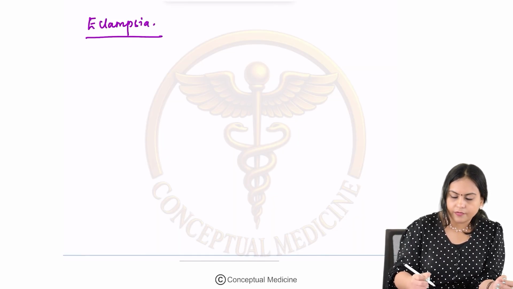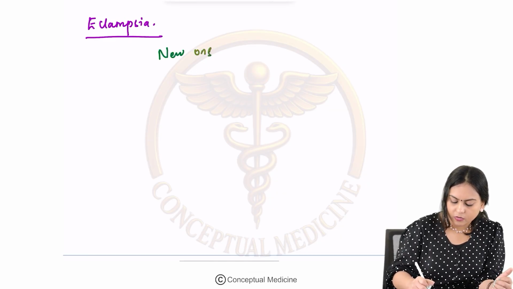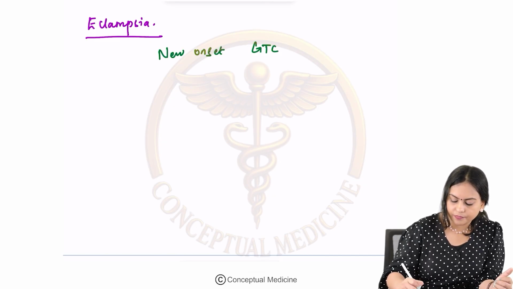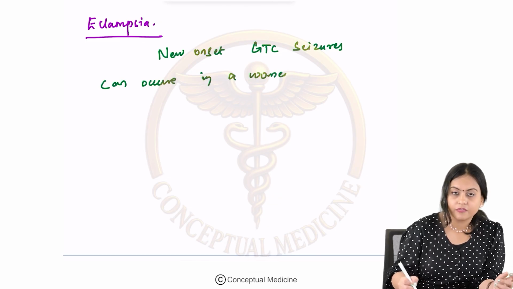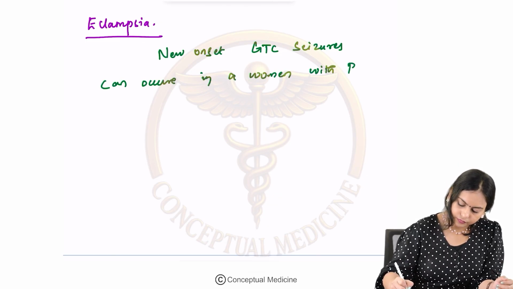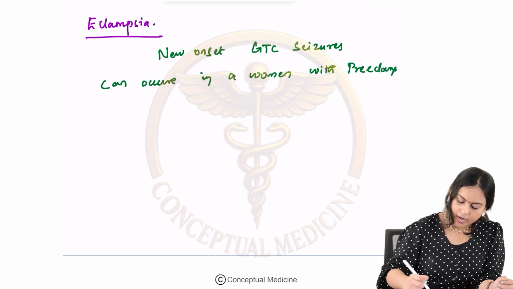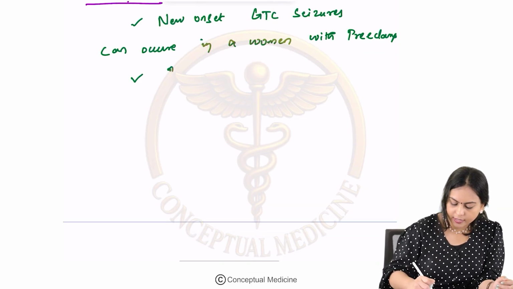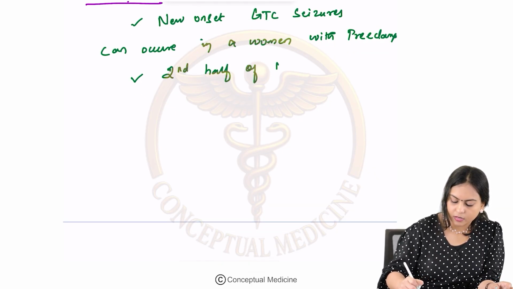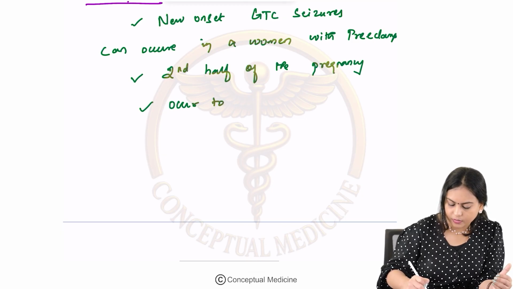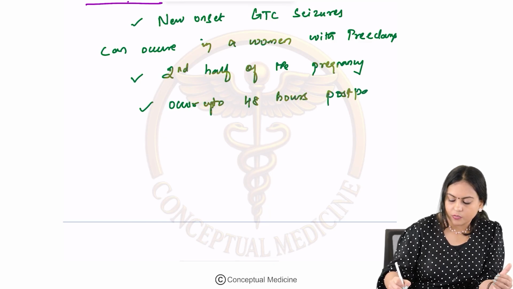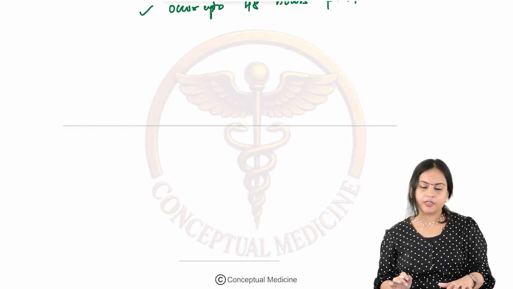Eclampsia is a condition where new onset generalized tonic-clonic seizures can occur in a woman with preeclampsia. And this mostly occurs in the second half of the pregnancy. And it can occur up to 48 hours postpartum. Mostly rare after that. But up to 48 hours you should be careful.